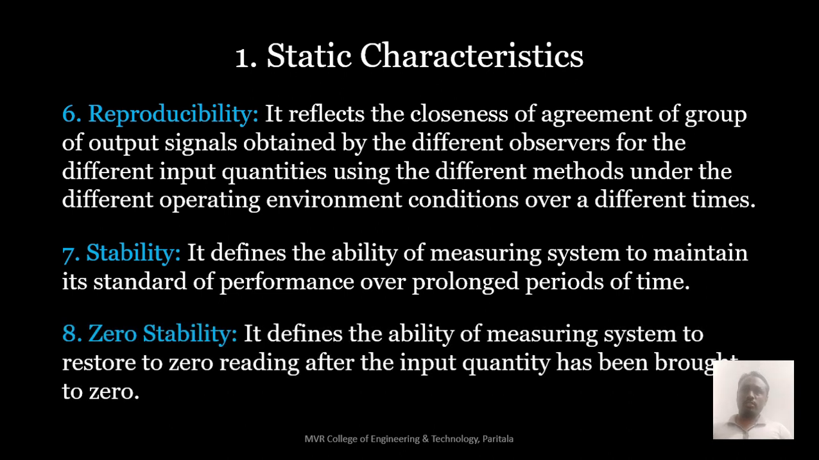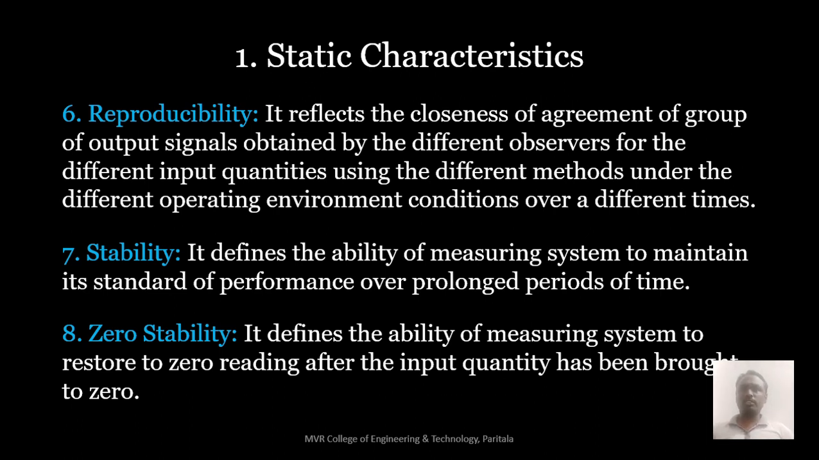So next one, zero stability. It defines the ability of the measuring system to restore to zero reading after the input quantity has been brought to zero. So let us take a voltmeter. If you measure some voltage here, let us take it was 5 volts. After removing the terminals from your voltmeter, it has to show 0. That can be called zero stability. So how fast it goes to 0, that much zero stability the instrument has.